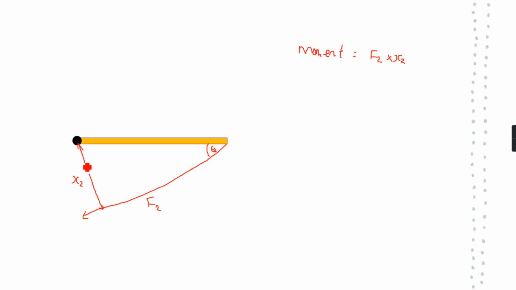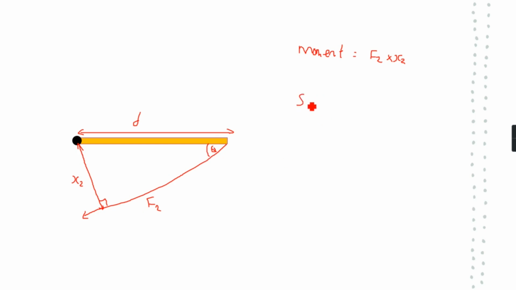How can we work out x2? We can't just calculate it. The distance here, which we can call d, from the end of the spanner, we know that, we can measure that. Hopefully you can see we've formed a right-angled triangle, because the perpendicular distance from the pivot to the line of action of the force has to be 90 degrees. That's what perpendicular means. So we can use our trigonometry.